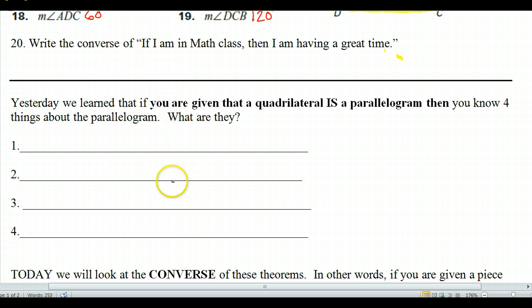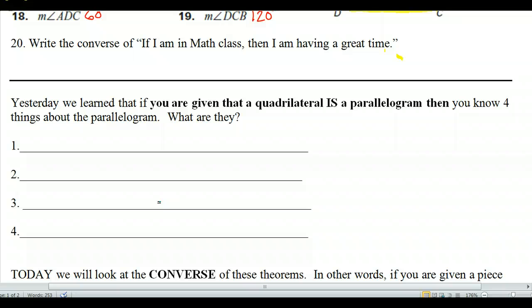So I just wanted to get that back in the front of your brain. And here's why. Yesterday, I taught you the definition of a parallelogram, and then I taught you 4 special properties of a parallelogram. Today, we're going to do the converse of all of those properties and find ways that we can prove that some random quadrilateral is a parallelogram.